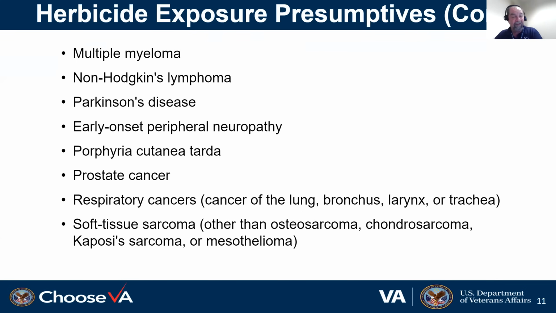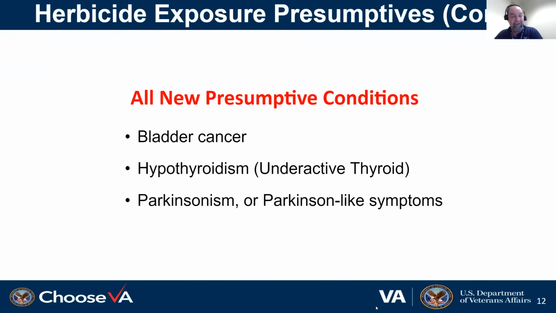There's, I believe, another slide on this. Next one, please, that also gives you more presumptive conditions. These are the brand new presumptive conditions that have been added for herbicide exposure. So bladder cancer, yes, hypothyroidism, which is the underactive thyroid, and then Parkinsonism or Parkinson-like symptoms.